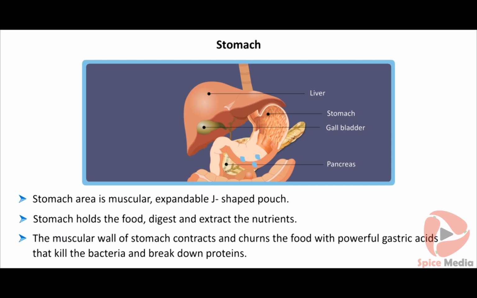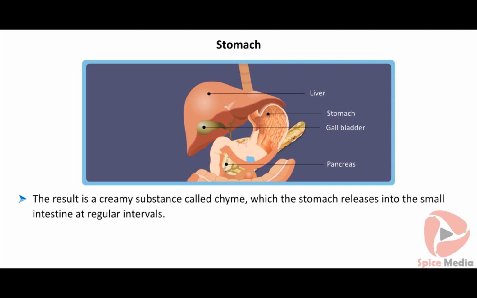Stomach. The stomach is a muscular, expandable, J-shaped pouch. It holds the food, digests, and extracts the nutrients. When food enters the stomach, its muscular wall contracts and churns the food with powerful gastric acids that kill the bacteria and break down proteins.